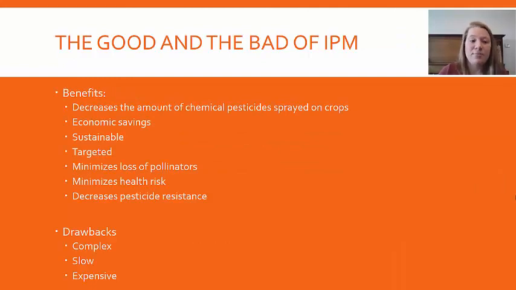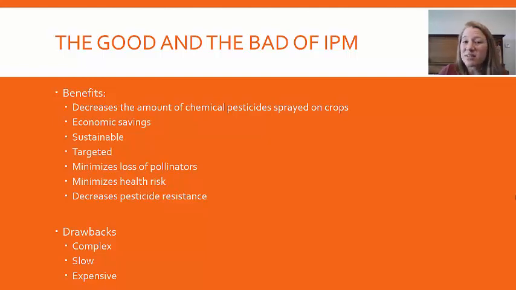So the good and the bad of IPM. Our benefits: we're reducing the amount of chemical pesticides sprayed on the crops, which saves us money because chemicals are expensive. It's more targeted, it minimizes the impact on native pollinators, and it minimizes human health risk because, again, chemicals are kind of nasty. And we're reducing the reliance on pesticides and pesticide resistance of those pest species.